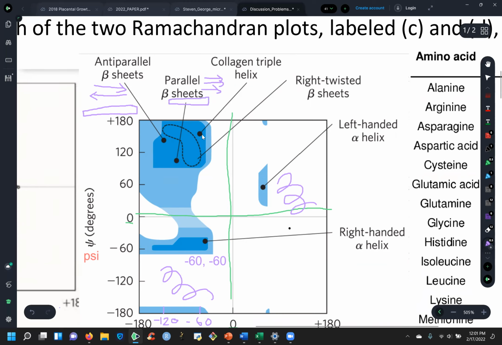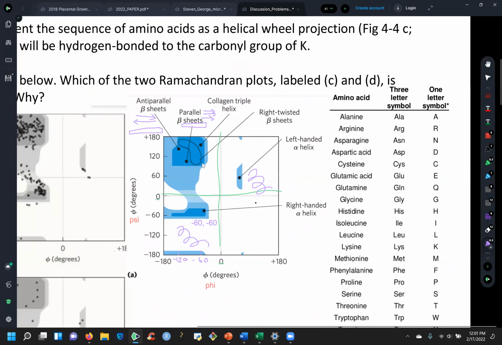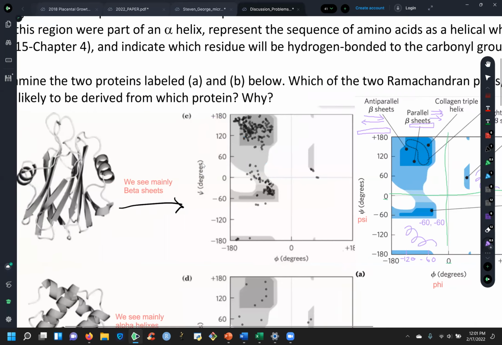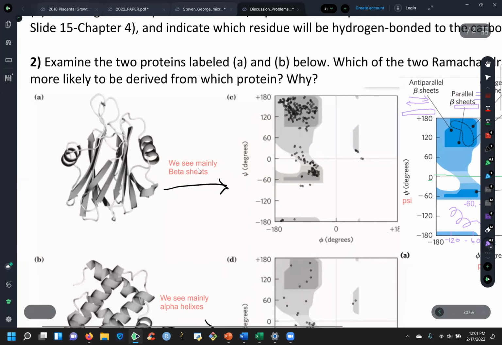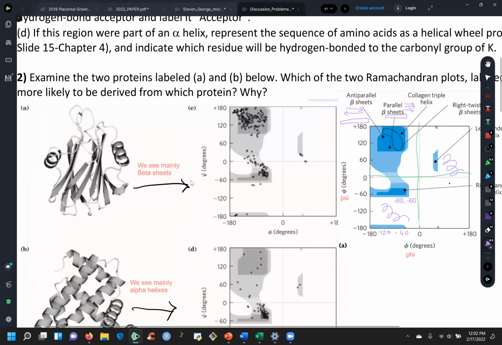And then that last dot right there is a collagen triple helix. They usually don't ask you about that. And then over here in this region, we have the right twisted beta sheets. So really it's just those 5 dots that you want to know. And I'm going to show you how easy it is to answer these questions. Once you have that there, it says, examine the 2 proteins labeled A and B.